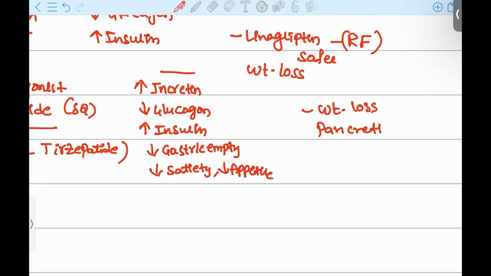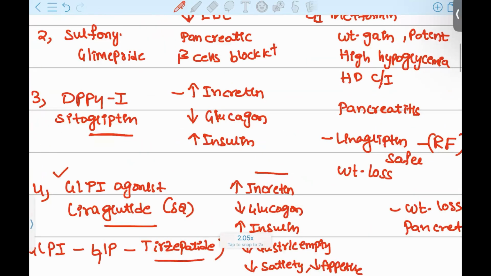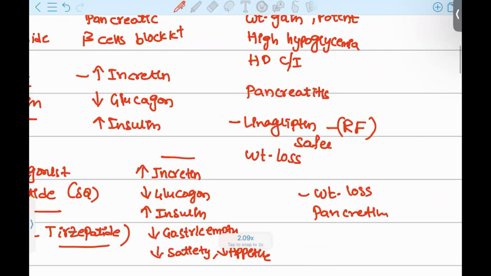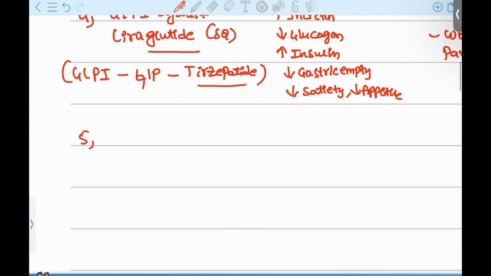Okay, and these patients can be given these drugs. All the GLP-1 drugs are renal safe. Only DPP-4 inhibitors are not renal safe, but in that also there is an exception: linagliptin can be given as a renal safe drug. And now coming to the fifth drug, this is a completely renal safe drug.